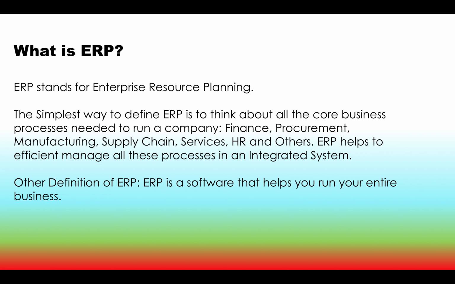So ERP helps to efficiently manage all these processes in an integrated system. Another definition of ERP: ERP is software that helps you run your entire business. As I said, all core processes are involved in ERP. ERP is software that contains all the core processes, so if we use an ERP, we use all processes in a single software.